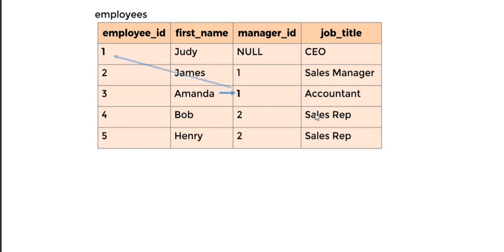See here, Bob and Henry both have manager ID 2, so they report to James. Manager ID 2 is James, so they report to James, who we can see is the sales manager. Let's join this table to itself so that we can see the job title and the name of each employee's manager.